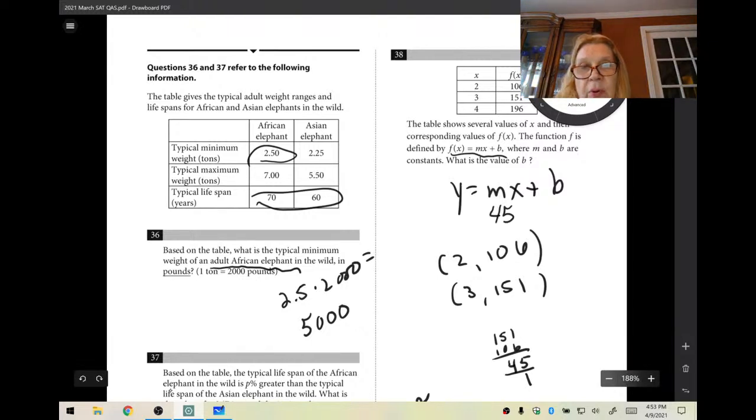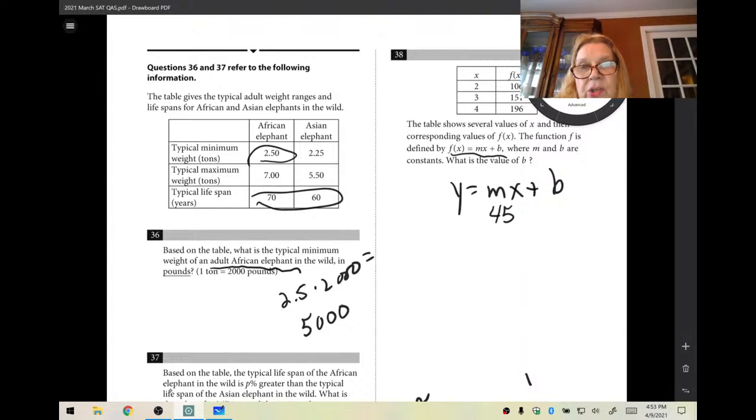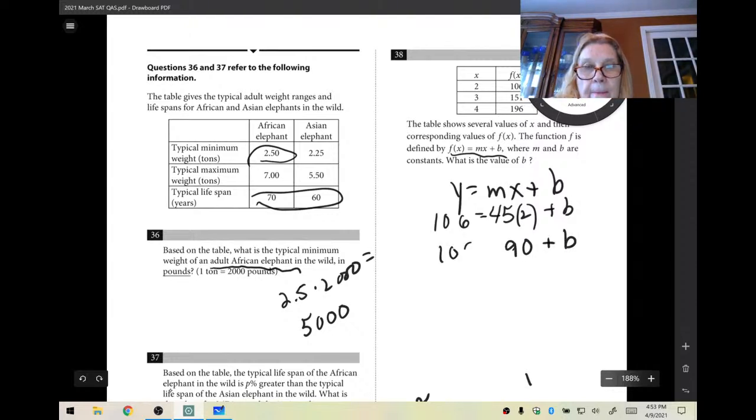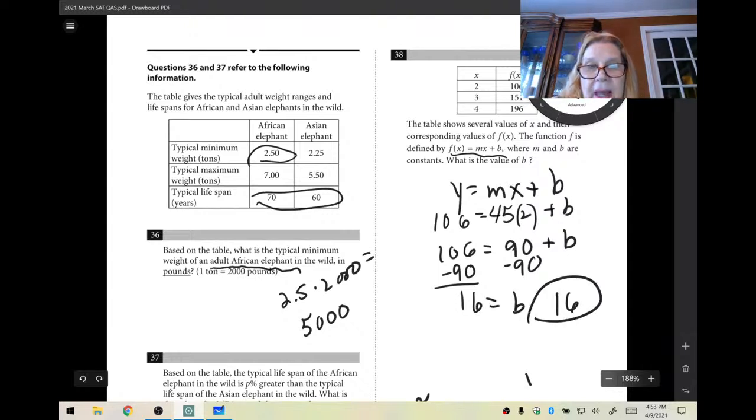Then we have to put in an x and a y to get our b. Let's just do x is 2, y is 106 at that point. So that'll be 90 plus b. So we just subtract the 90, and so our b is 16. Okay, and so that's the calculator math.